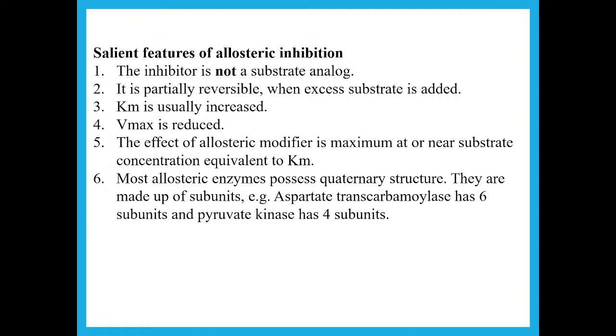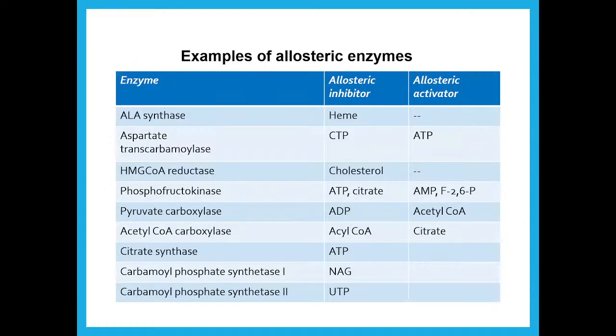Now you have to go through the different examples to understand. What are the different examples of allosteric enzymes? Delta aminolevulinic acid synthase: the allosteric inhibitor is heme. Aspartate transcarbamylase: the allosteric inhibitor is cytidine triphosphate, and the allosteric activator is ATP. HMG CoA reductase, hydroxymethylglutaryl coenzyme A reductase, is the rate limiting step of cholesterol synthesis.